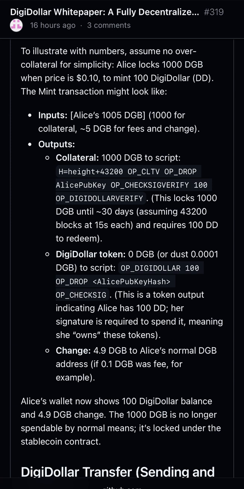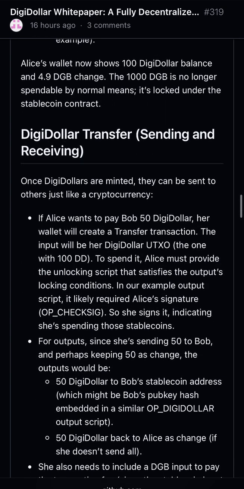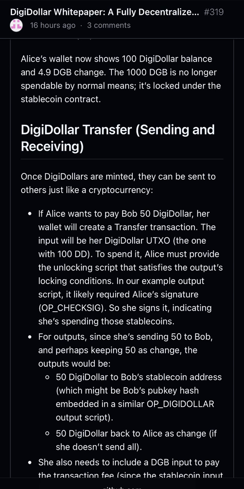DigiDollar token: 0 DGB, or just 0.0001 DGB, to script: OP_DigiDollar 100 OP_DROP, Alice pub key hash, OP_CHECKSIG. This is a token output indicating Alice has 100 DD; her signature is required to spend it, meaning she owns these tokens. Change: 4.9 DGB to Alice's normal DGB address, if 0.1 DGB was the fee, for example. Alice's wallet now shows a 100 DigiDollar balance and 4.9 DGB change. The 1000 DGB is no longer spendable by normal means; it's locked under the stablecoin contract.